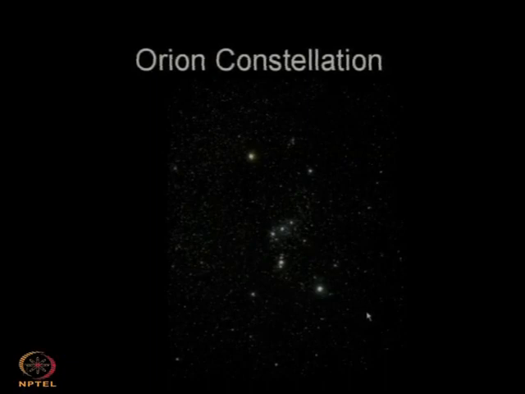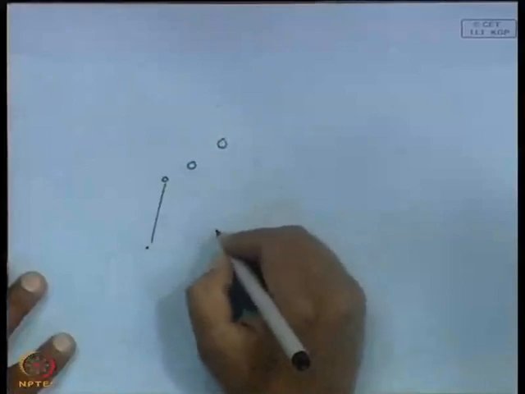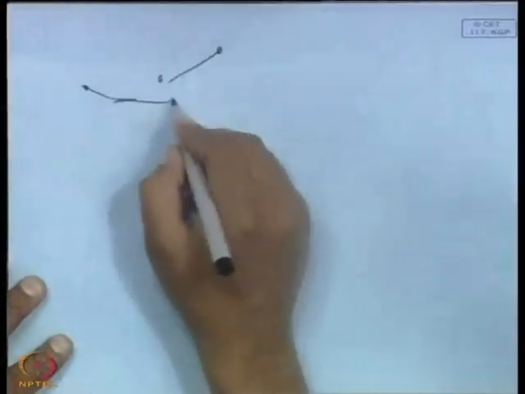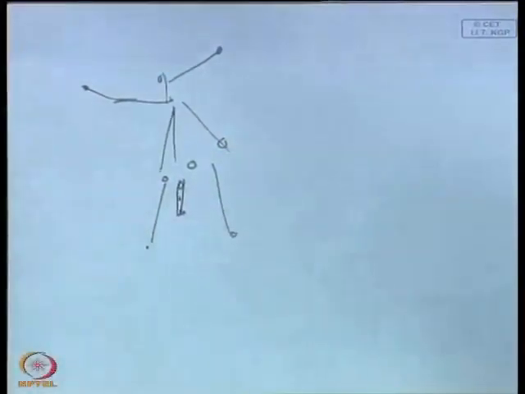Let me explain why it is called Orion and what it looks like. It essentially is a warrior, a hunter, and this is the belt of the hunter. These three stars are the belt. These are the legs, so this is one leg. You can imagine the belt. There are three stars which make the belt, and then there is one star here and one star here, and then there are three stars here. And there is a sword which has three stars over here. So this is the sword of the hunter.